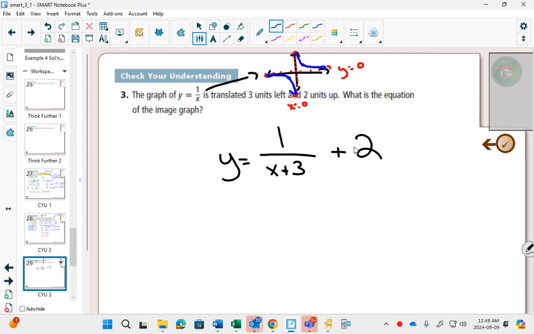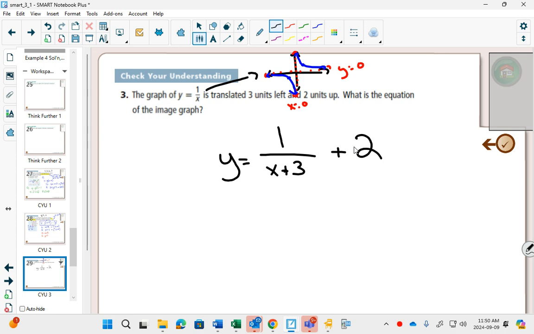So inside the function is where the x was originally. Outside of the function is what happens after whatever your function was originally. It's just adding or subtracting after. That plus 2 could get moved to the other side as a minus 2. I like it better all on one side. This is the final equation.